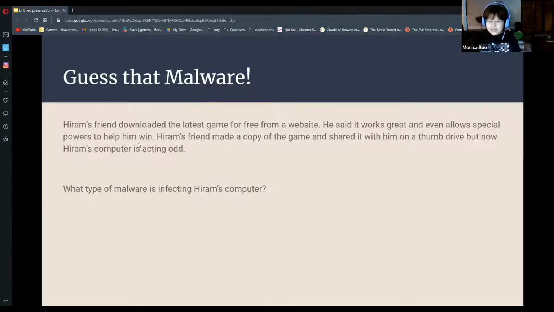So Hiram's friend downloaded the latest game from a free website. It says it works great and even allows special powers to help him win. Hiram's friend made a copy of the game and shared it with him on a thumb drive, but now Hiram's computer is acting odd. What type of malware is affecting Hiram's computer?